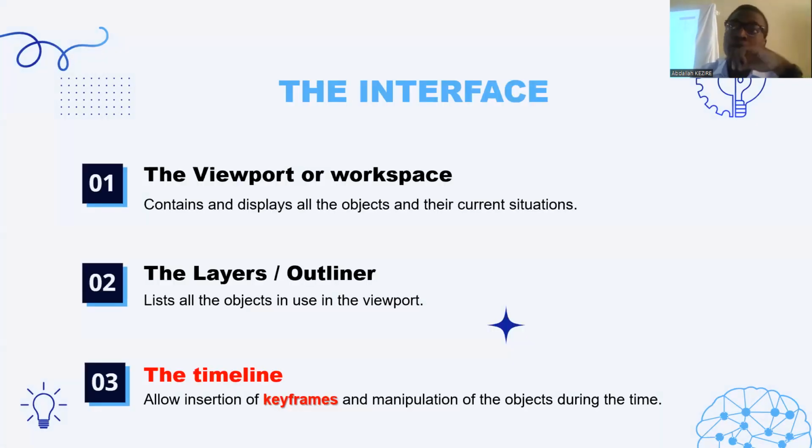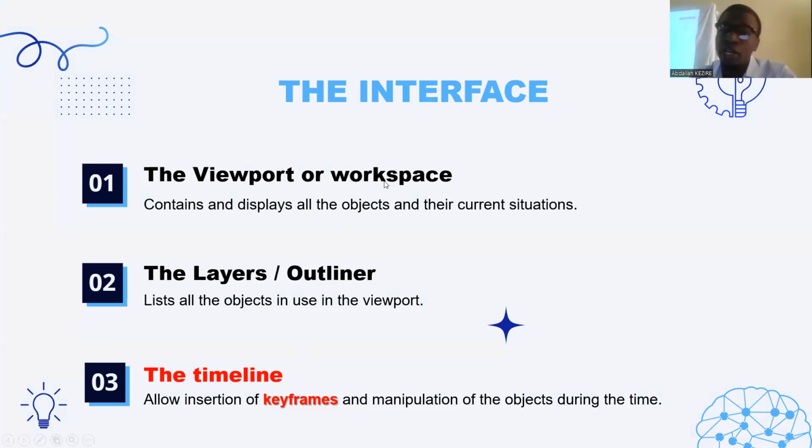Now, after the manipulation tools, the drag, rotate, and scale, I want you also to retain these three things: the viewport or workspace, the layers or outliner, and the timeline. Those three things, what do they mean?